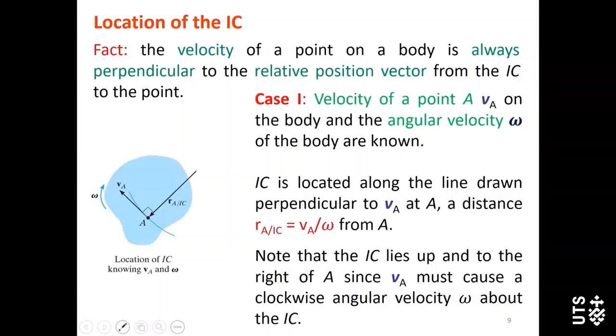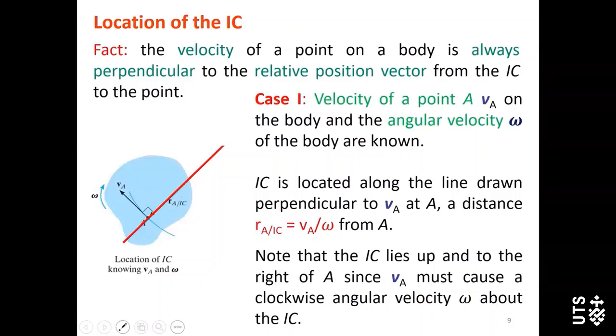So if we connect the point A and the IC point, this line must be perpendicular to the direction of VA. But what should be the distance between point A and the IC point? This distance can be calculated using VA divided by omega.